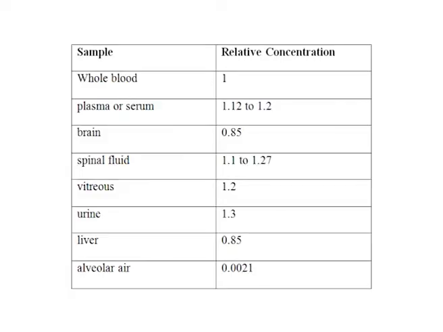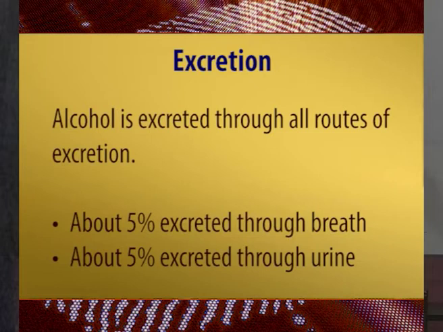So, we can understand the relative concentration of alcohol at equilibrium from the following table, as given in the Essentials of Forensic Medicine and Toxicology. Sample, relative concentration: whole blood, plasma or serum 1.2 to 1.2; brain 0.85; spinal fluid 1.1 to 1.27; vitreous 1.2; urine 1.3; liver 0.85; alveolar air 0.0021. Now dear student, we come to the excretion.